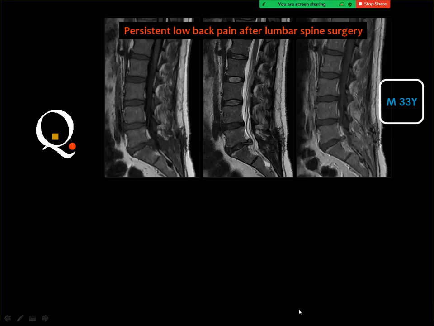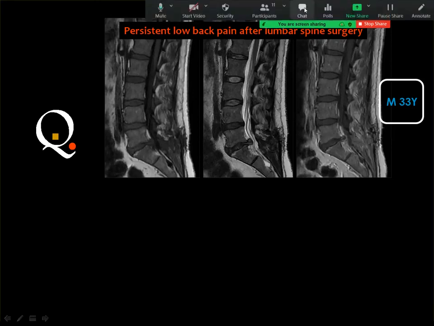The next case is a male, 33 years old, with persistent low back pain after lumbar spine surgery. The persistence of symptoms after surgery is known as failed back syndrome. This failed back syndrome has many causes, including postoperative complications, as well as disc recurrence, disc infection, and arachnoiditis. Then, what do you think is the complication in this case?